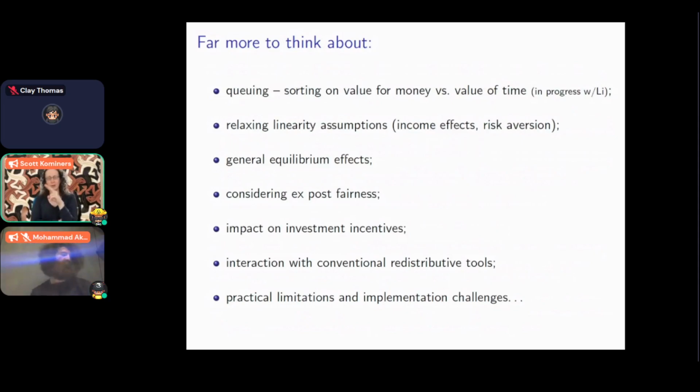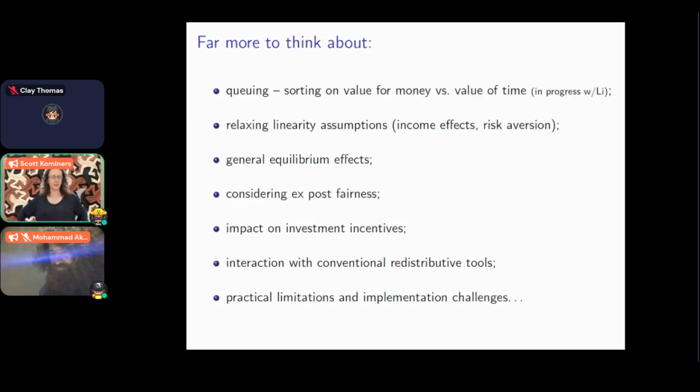And here we're thinking about what happens if people sort on value for money versus value for time. You can use the queue to find some of these people who potentially have high value for the good, but also high value for money. In the event that they have lower value for time, that's a way of sorting them within the market.